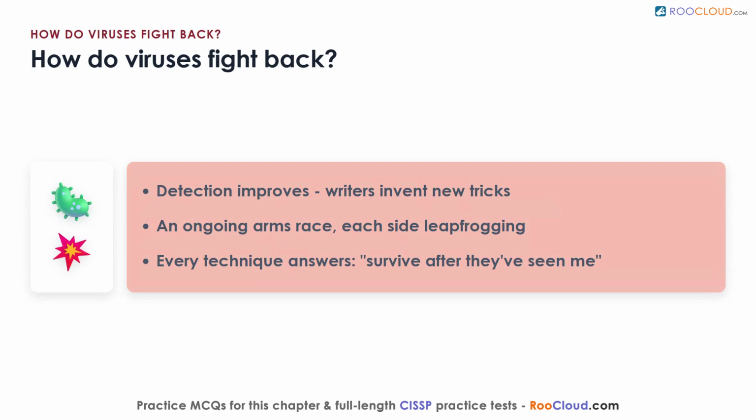How do viruses fight back against scanners? As detection improves, virus writers engineer new tricks purely to survive it. This is an arms race, each side leapfrogging the other. So the 4 techniques we're about to cover all answer one question. How do I keep working after the defenders have seen my kind before? Keep that framing in mind, because each technique attacks the scanner from a different angle.